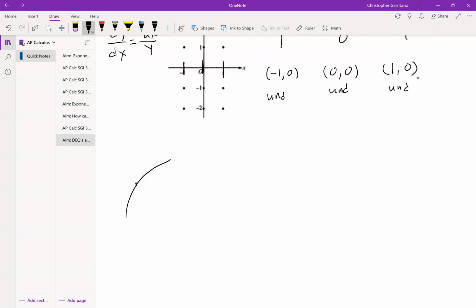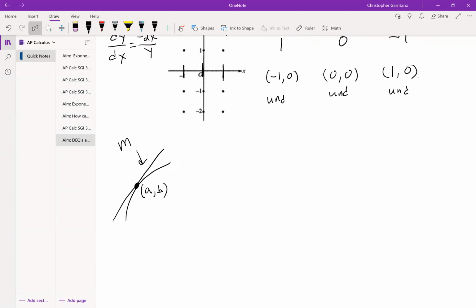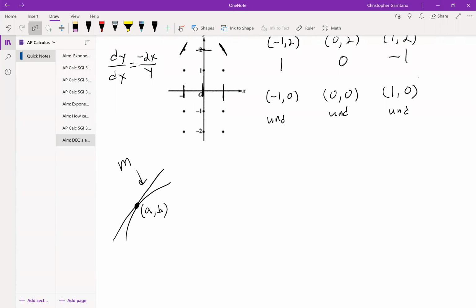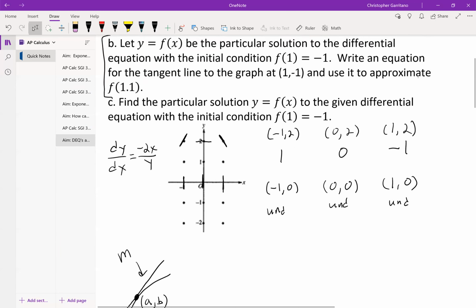Just remember, the idea is when we have a curve, we can write the equation to the line tangent to the curve at that particular point by just knowing the point on the curve and then also the slope of that tangent line. If we know that information, then we have all the information we need to write the equation of the tangent line at that particular point.